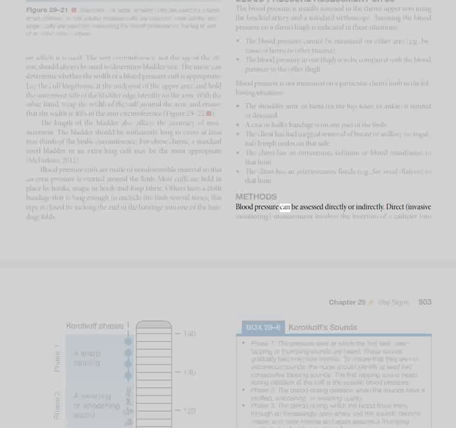Methods: blood pressure can be assessed directly or indirectly. Direct, invasive monitoring measurement involves the insertion of a catheter into an artery. The arm circumference, not the age of the client, should always be used to determine bladder size.